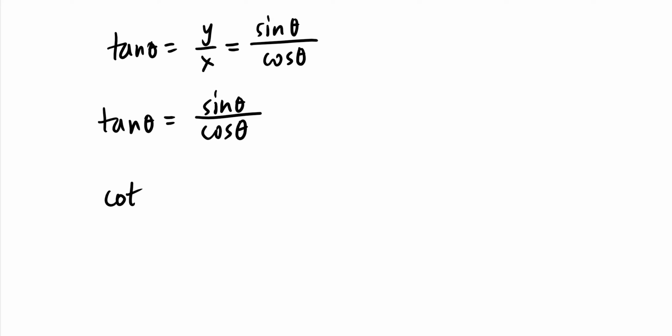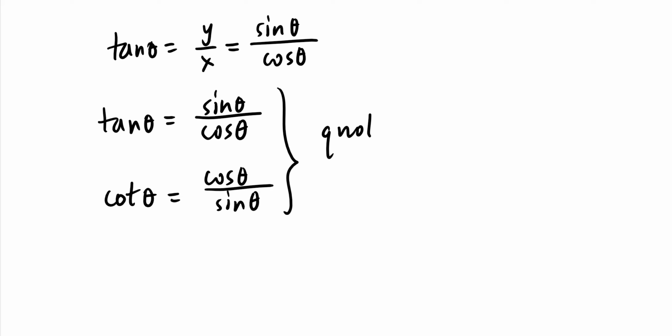And the cotangent, because that's the reciprocal, is cosine theta over sine theta. Those are called quotient identities. As we learn more and more trig, we're going to end up building more and more identities.